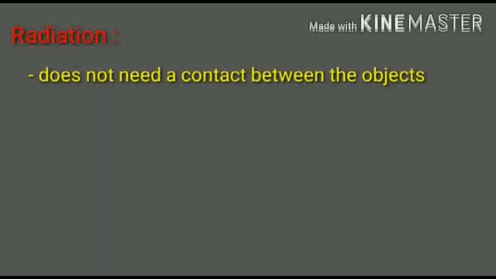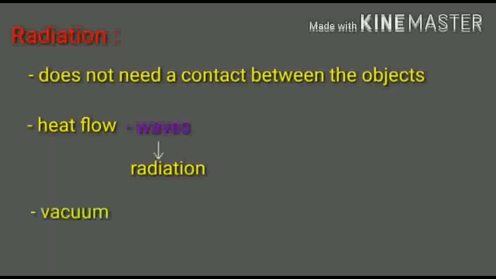But radiation is a method of heat transfer that does not need contact between a hotter object and a cooler object. For example, you can feel the heat of the sun even when you are inside your house. Similarly, you can feel the heat of fire from a distance. Thus, heat can flow in the form of waves. The flow of heat in the form of waves is known as radiation. These waves can move through vacuum.